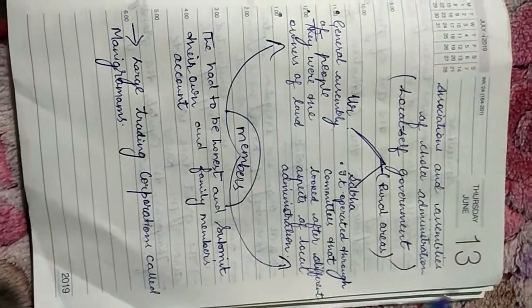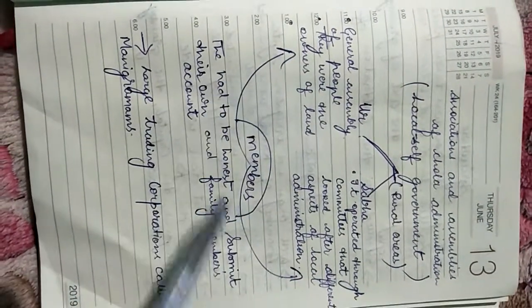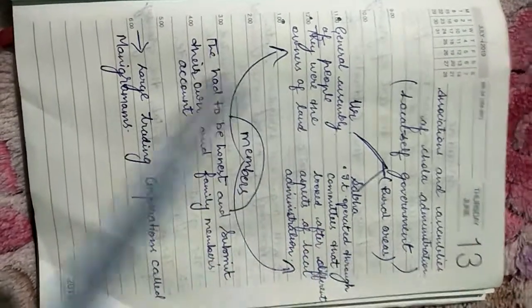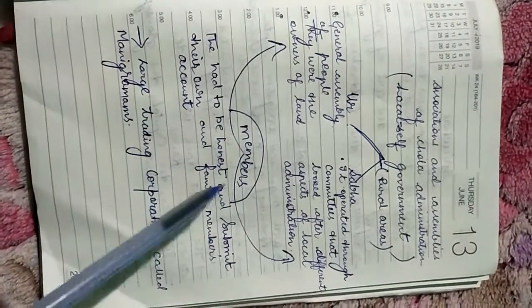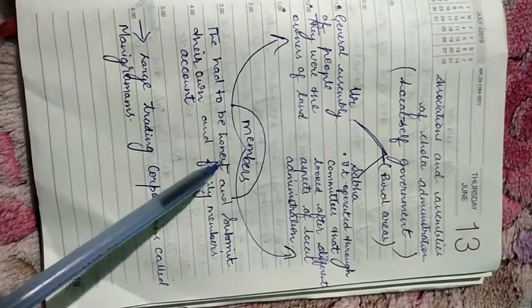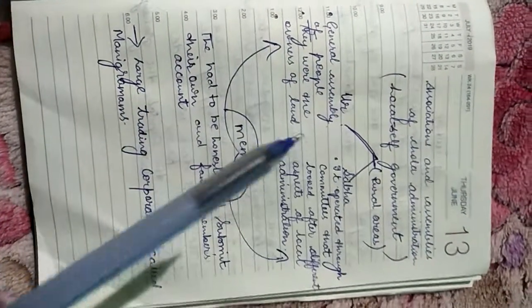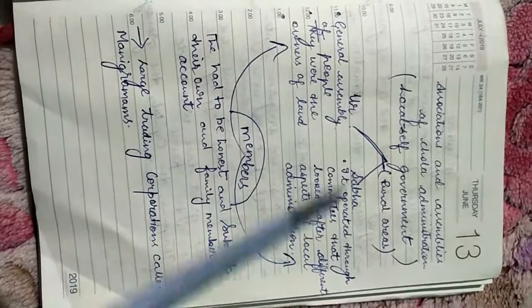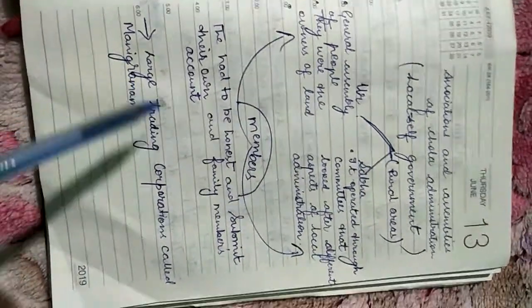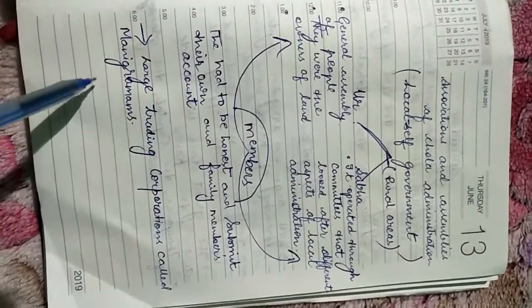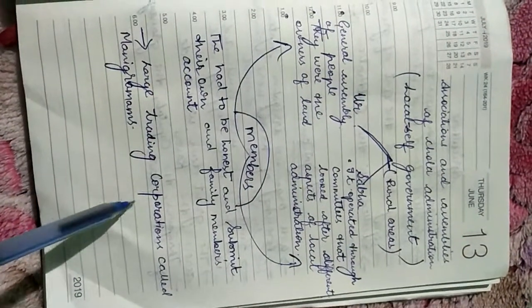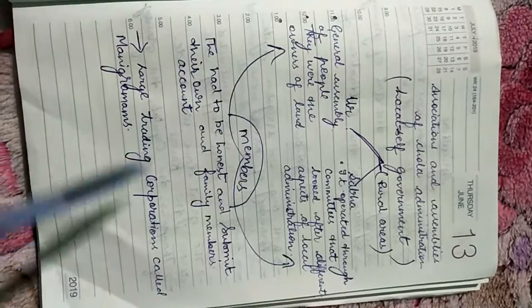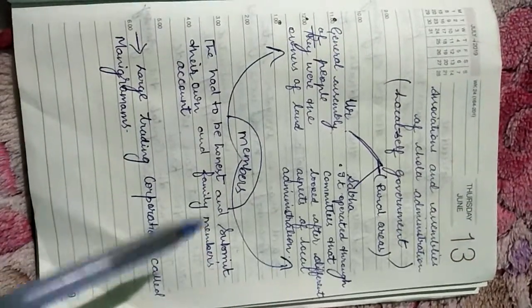If we talk about the members of both the assemblies, Ur and Sabha, the members had to be honest and submit their own and family members' accounts. Then only they could become the members of Ur and Sabha. Large trading corporations were called manigramams, and these operated in inland towns as well as in the coastal areas.